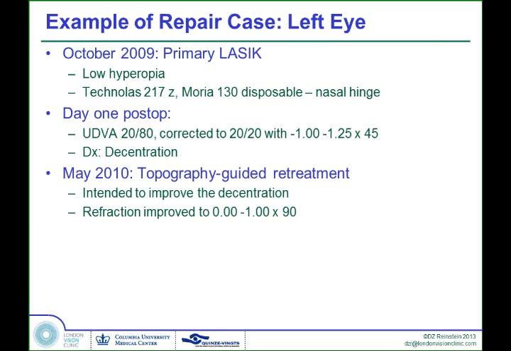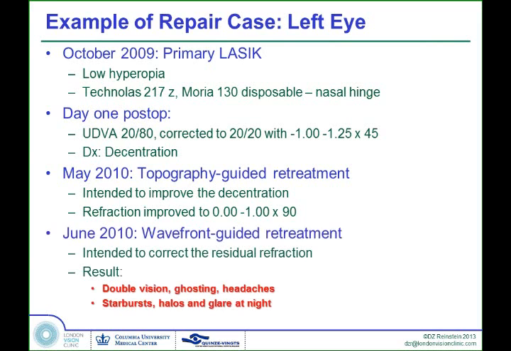Then the surgeon appropriately did a topography-guided treatment because he knew that it's better than a Wavefront-guided treatment. The diagnosis was decentration, but I showed you the short flap earlier, right, and it was diagnosed as a decentration. So the topography-guided treatment was to treat the decentration, but actually it made the patient worse. It increased the double vision and ghosting, and the patient complained of headaches, starburst halos, and night vision. The surgeon then thought, well, if the topography-guided treatment didn't work, I'll do a Wavefront-guided treatment. Of course, that's now centered on the pupil, and coma is now relative to it, and it made it even worse.